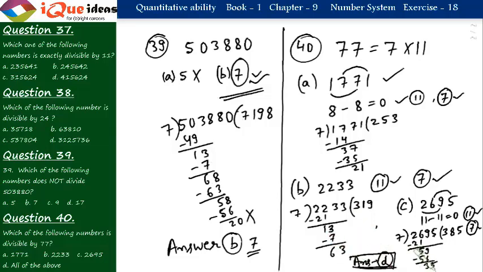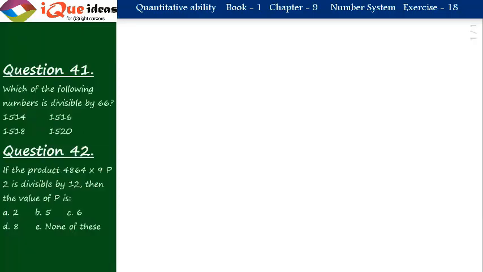Alright, be careful in marking your answers and in reading the questions. Okay. Now question number 41. It says, which of the following numbers is divisible by 66? You see, 66 is 2 into 3 into 11. So the number has to be divisible by 2. Here you can see all the options are divisible by 2 because they are all even numbers.